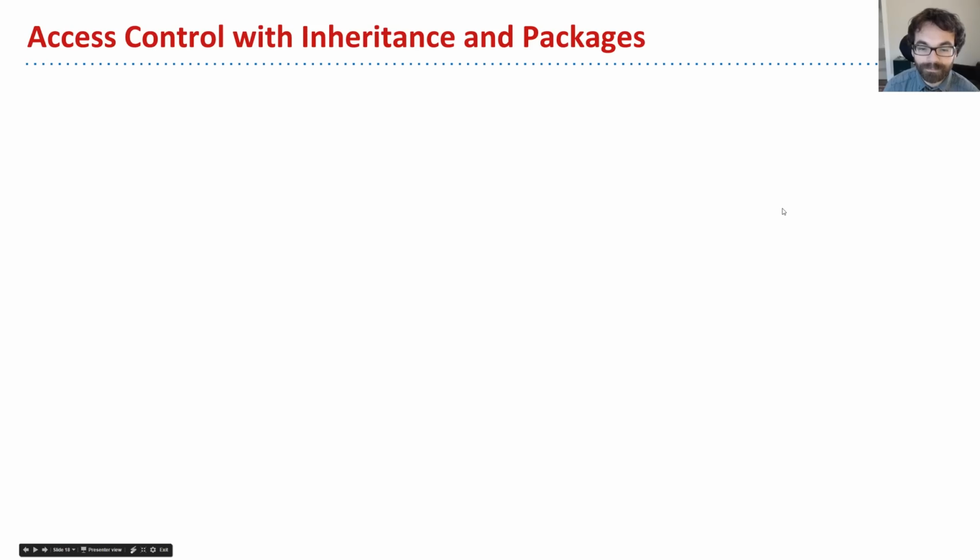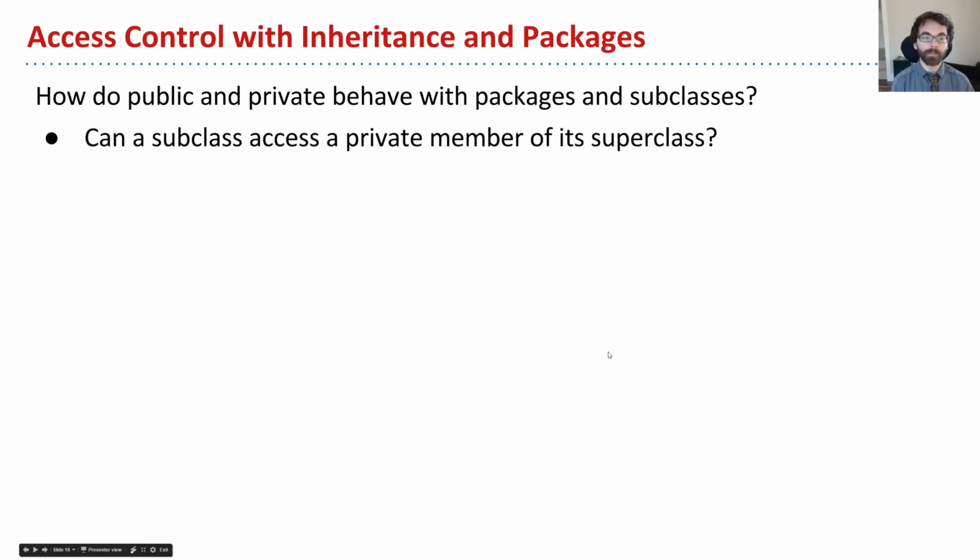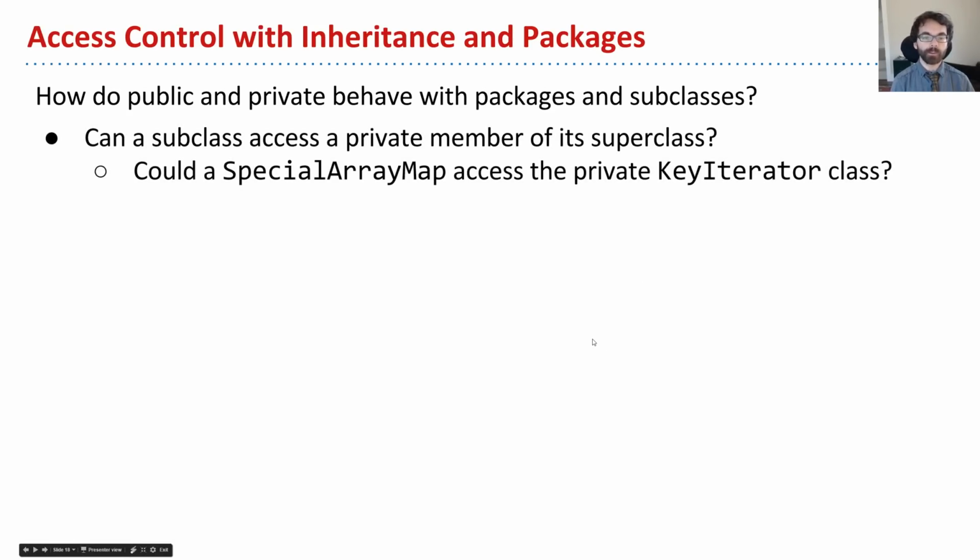So access control. The big idea here is that we want to have a finer grained control between private and public. So the inspiration we're going to have moving forwards is thinking about how the private keyword interacts with the notion of a package and the notion of a subclass. As an example, could a subclass access, say, a private member of its superclass? For example, if we had an array map and then we extend it into a special array map, could that special array map access the private key iterator class that we built in the last lecture?